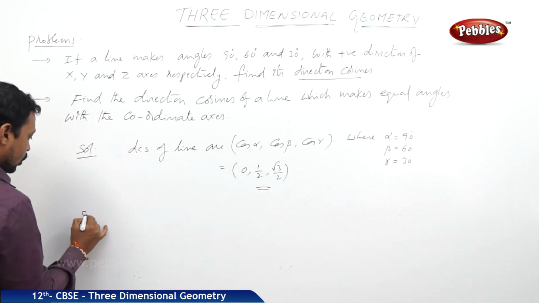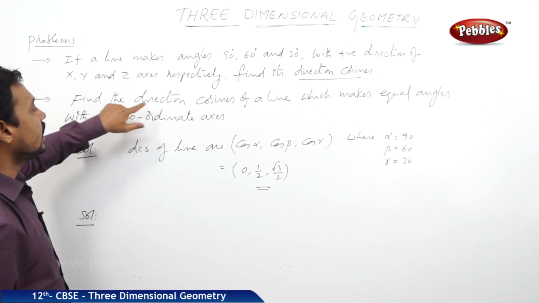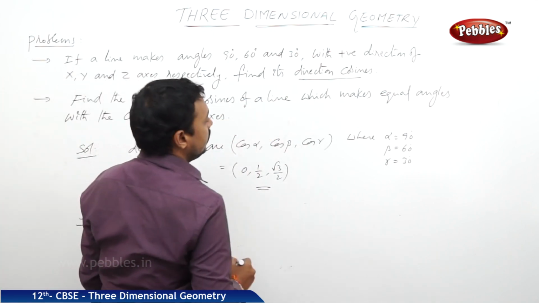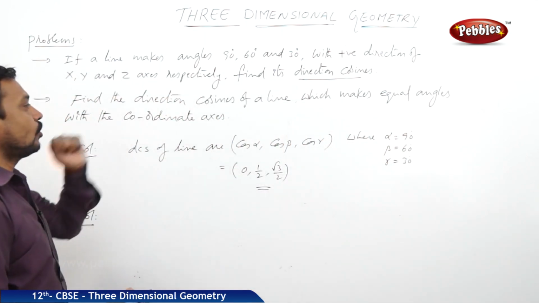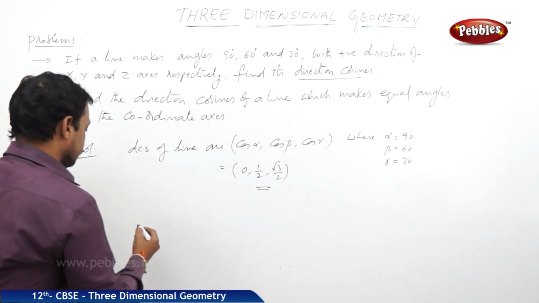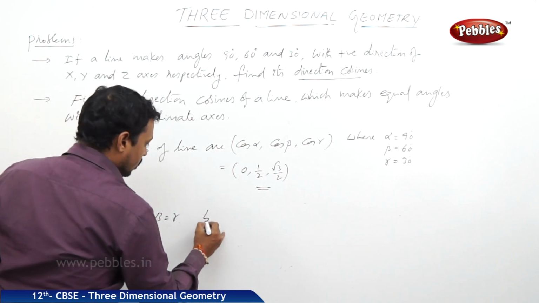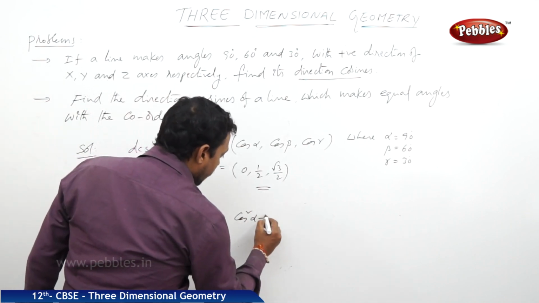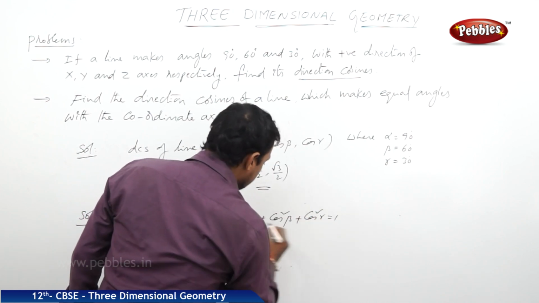Now, let us see the second question. Find the direction cosines of a line which makes equal angles with the coordinate axes. Here the angles are not given, but it is given that they are equal. Alpha is equal to beta is equal to gamma, and we have cos square alpha plus cos square beta plus cos square gamma is equal to 1.